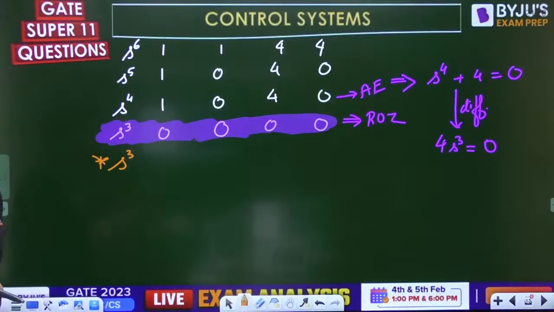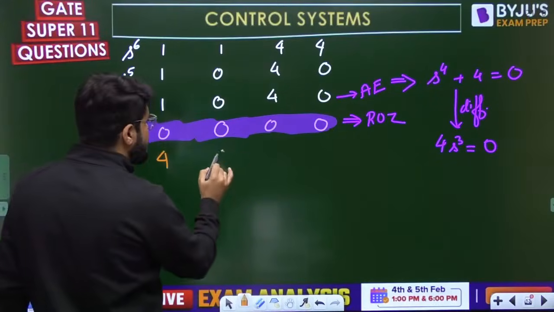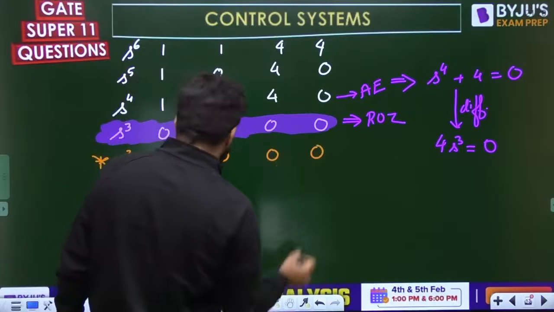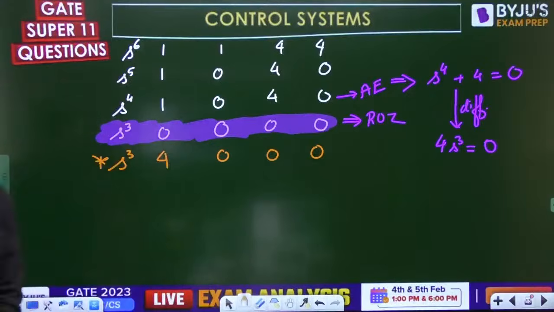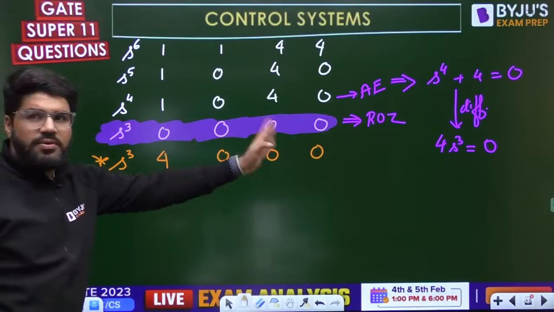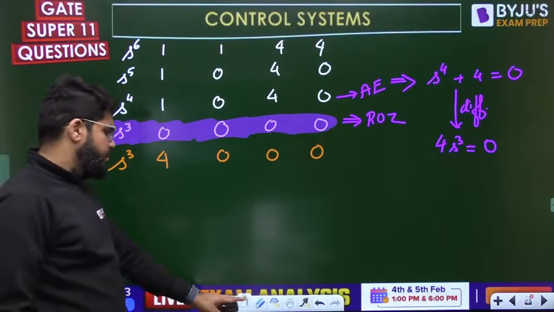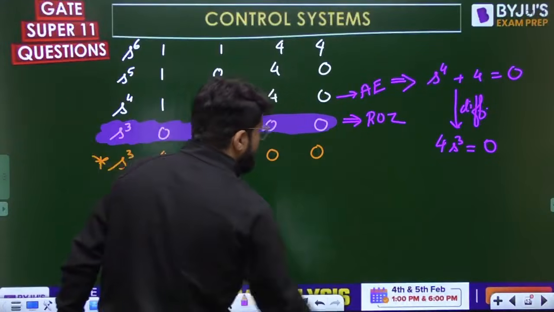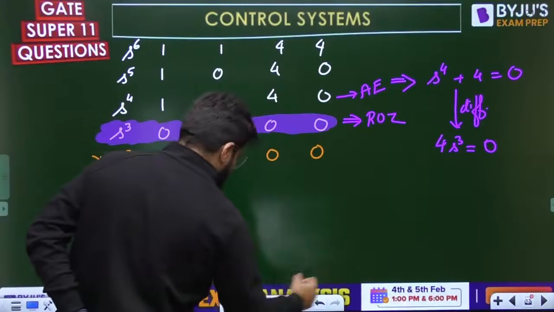And what is the modified S power 3 row? The S power 3 coefficient is 4, rest all are 0. So 0, 0, 0. Rest all are just 0, 0 and 0. Clear? That's it. This is the S cube term. Now, let's continue the Routh-Hurwitz in the regular manner.